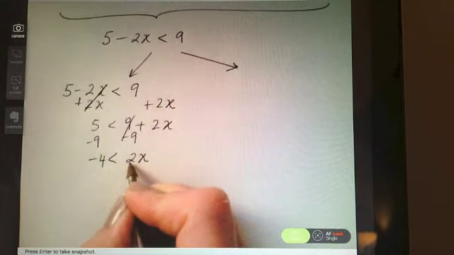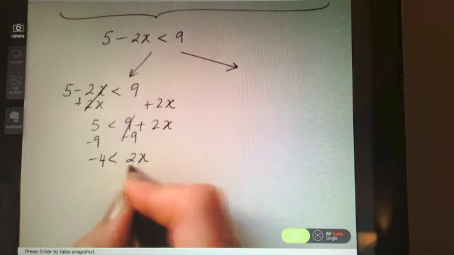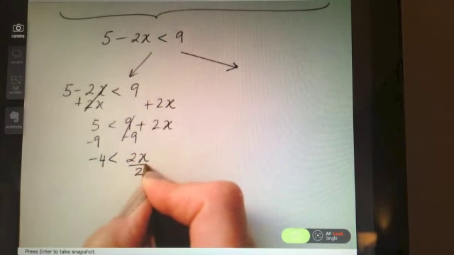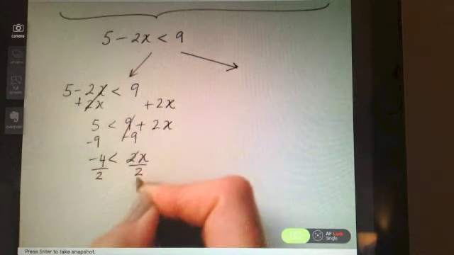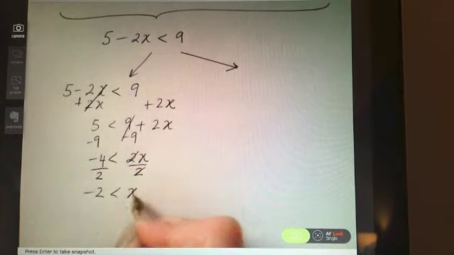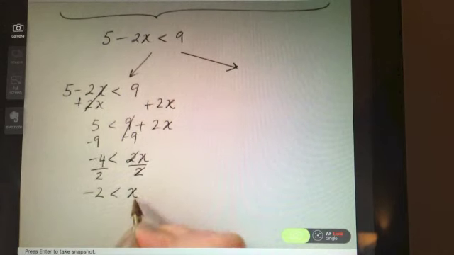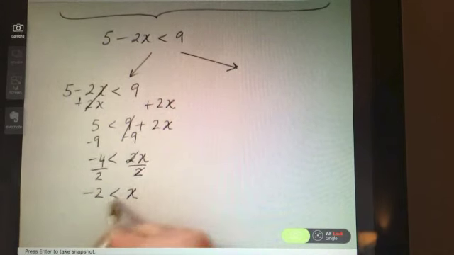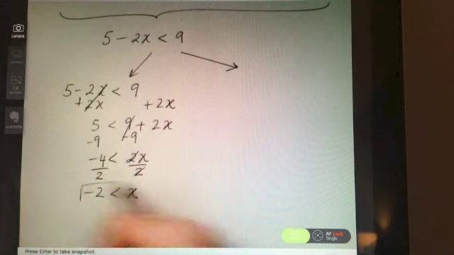Now to get rid of the 2, which has been multiplied to the x here, I divide by 2. If I divide by 2 on that side, I divide by 2 on that side. Minus 4 divided by 2 is minus 2. And on the right hand side, I'm left with x on its own, which is always what you want. So x is greater than minus 2. And that is the answer I'm looking for.